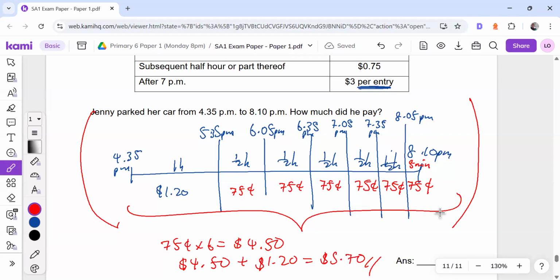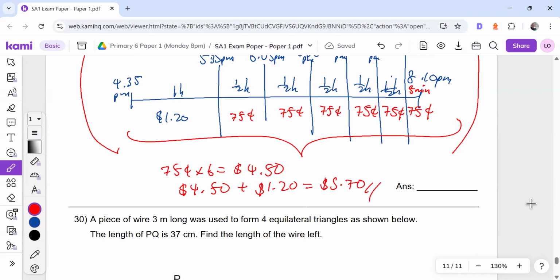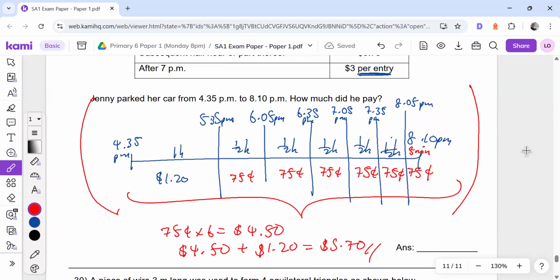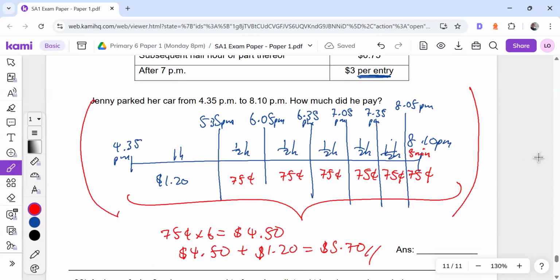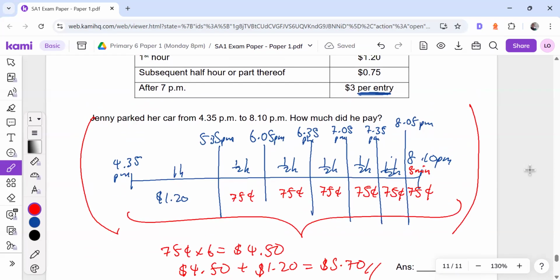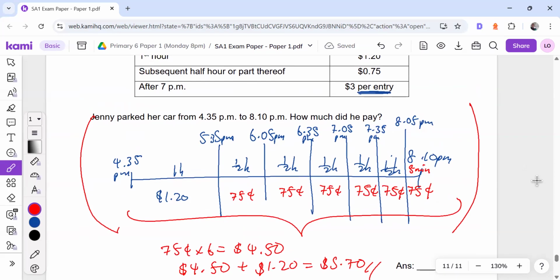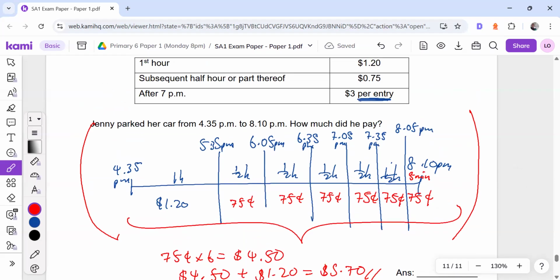So far, no question now. The paper one, the last question is usually the hardest. But question 30 will be, yeah, Ruel? I thought after 7 there is a $3. Oh yeah, so sorry. Miss Nam forgot. Miss Nam made a big careless mistake. I forgot about the 7 p.m.